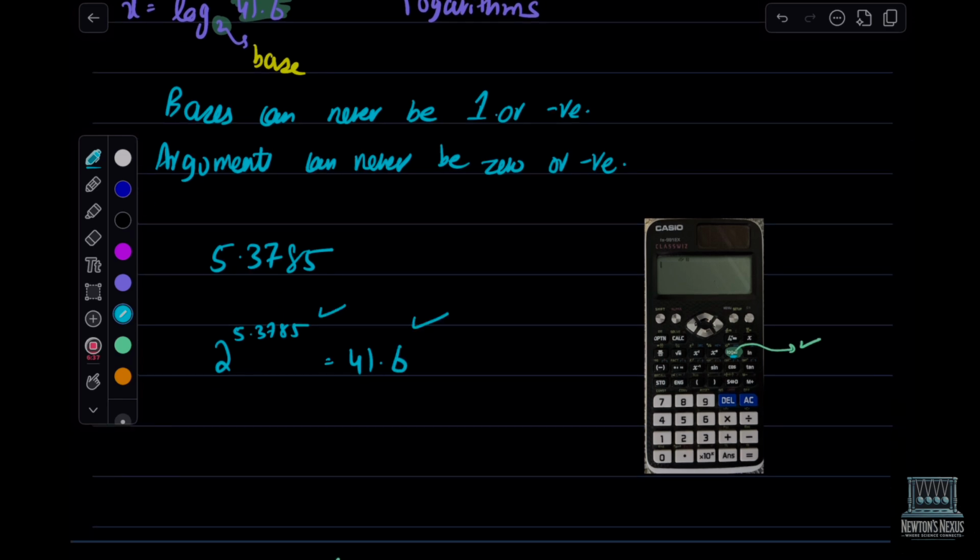So logarithms basically help us to determine the powers in decimals. We cannot expect to write 41.6 in terms of the powers of 2, because that's just not how it works. Well, you can do that, but it will take you ages, and I don't think an advanced paper will give you the freedom to think about that. So 2 raised to the power of 5.3785 gives you the answer of 41.6. So logarithms help us to determine the decimal powers.